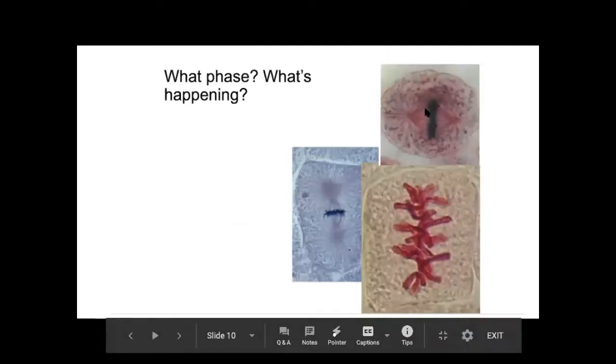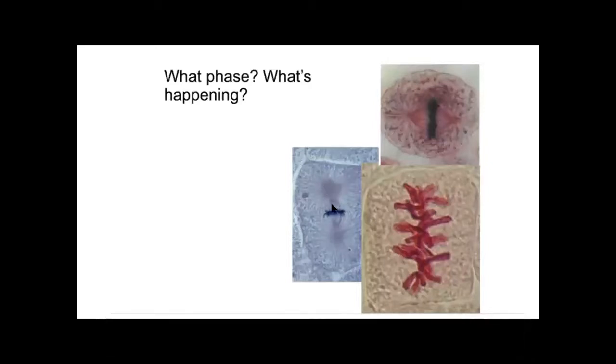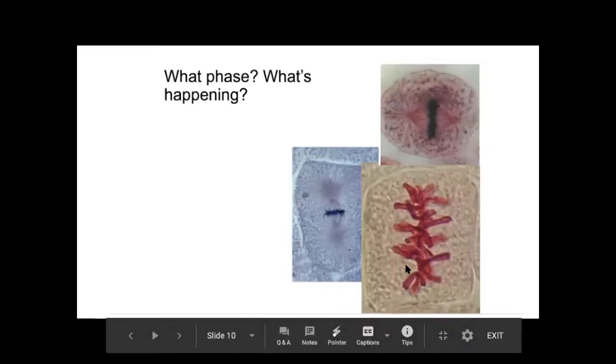Here we go. So fish blastula again. Here are those centrioles. Here are the spindle fibers. Here it is, replicated chromosomes lined up in the middle. Here's an up close. So what phase is this? Metaphase. Beautiful.